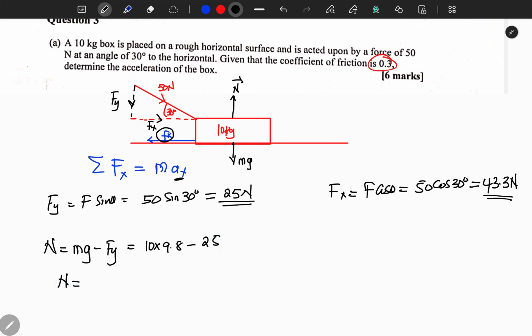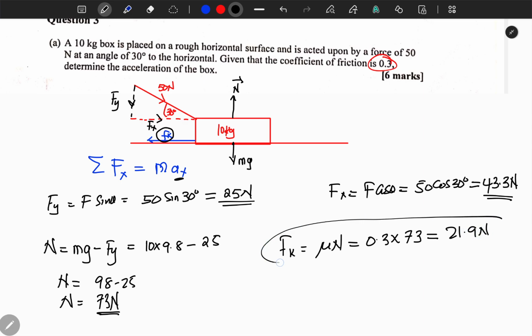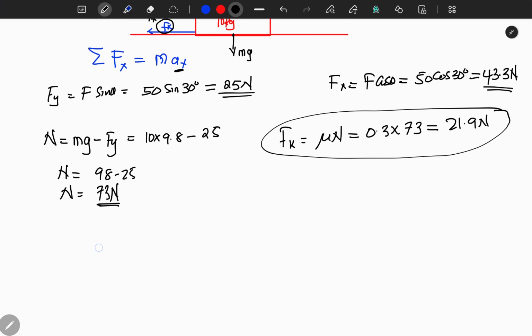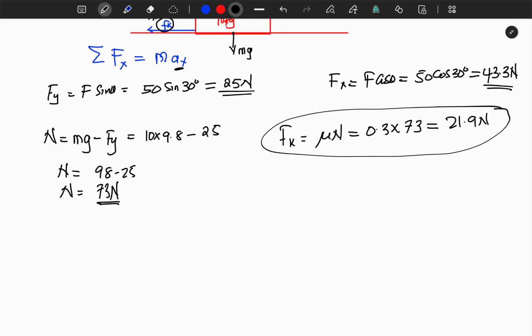So we can now find the normal force. So this is 10 times 9.8 minus 25, and our normal force is 73 newtons. Now that we know the normal force, we can now find the friction force, which is mu times the normal force. So the mu is 0.3, the normal force is 73. So what is friction? Friction is 21.9 newtons. This is very important. Keep that.